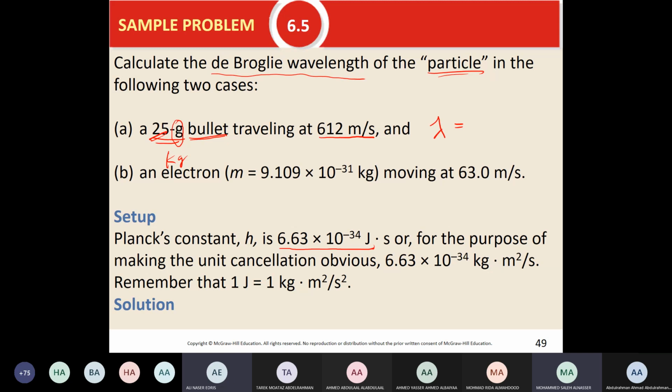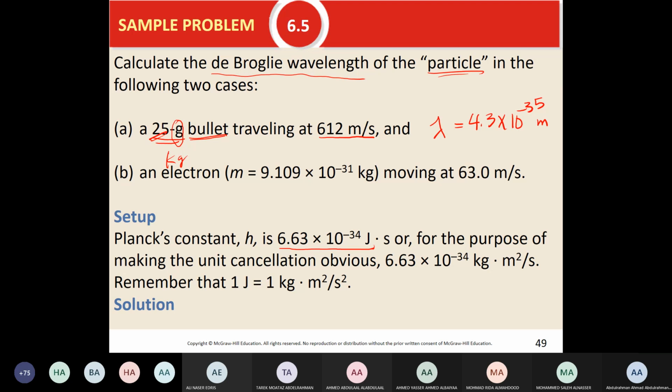4.3 times 10 to the power minus 35 meter. Okay, so we calculated the wavelength of a bullet. Of course, everybody knows a bullet is a particle. But when we talk about wavelength, what do you mean? Light. So we change the bullet to light.